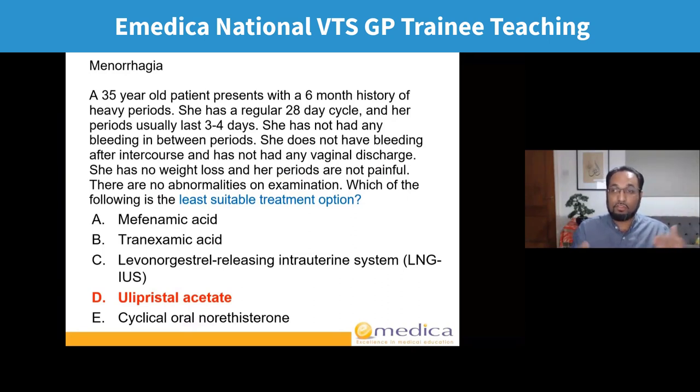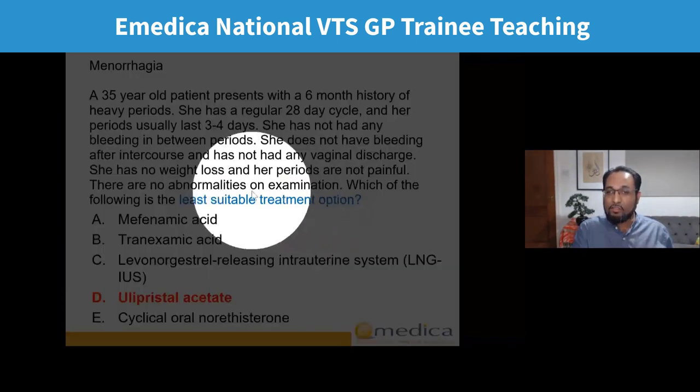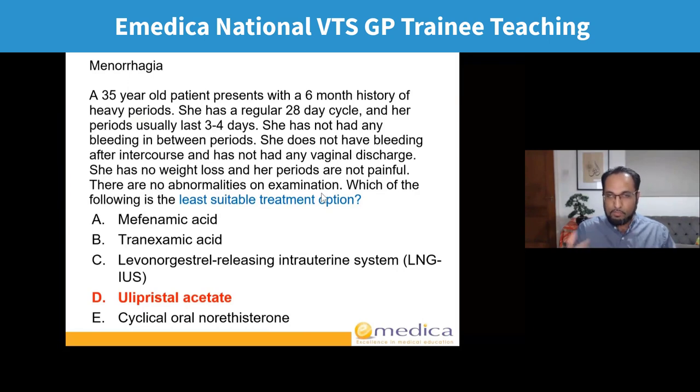So this looks like someone who might just have menorrhagia without any other obvious cause, okay? So the least suitable treatment, not the most suitable. Now, some of you that got this wrong, it may well be that you were just picking, okay, I know that we could use mefenamic acid to reduce the heaviness of the bleeding, or that tranexamic acid can also be used, okay? And so you might have picked one of these, not because of a lack of knowledge, but because of technique. The question's asking, which is the least suitable?